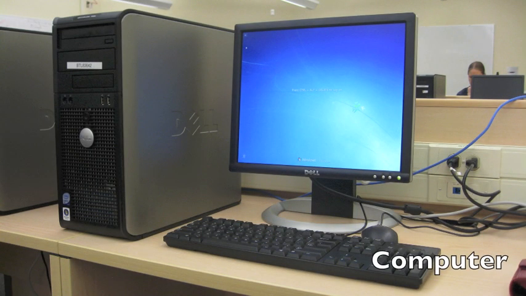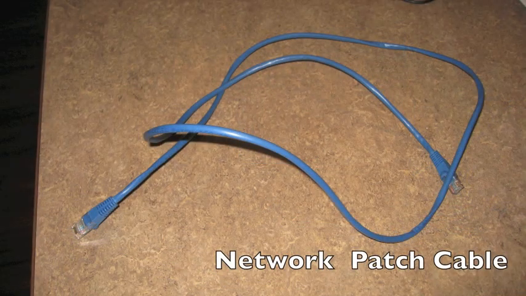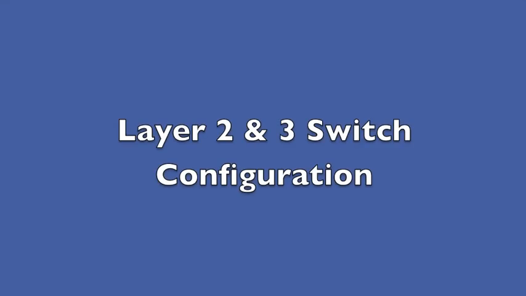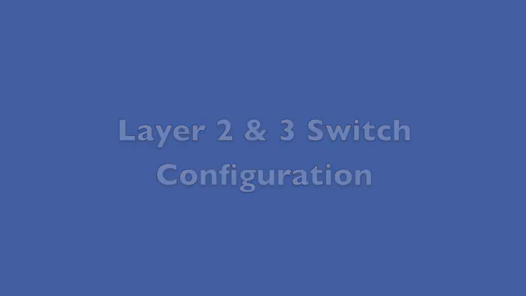You'll have your computer equipment and any necessary networking cables. Of course, you'll want to ensure that you have internet access. Now we'll look at how to configure the initial IP address and VLAN configuration on the switch.